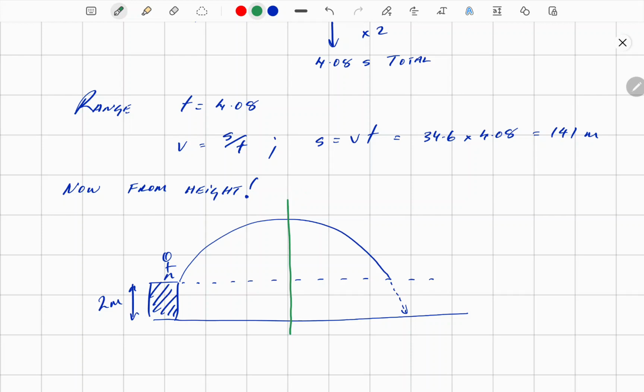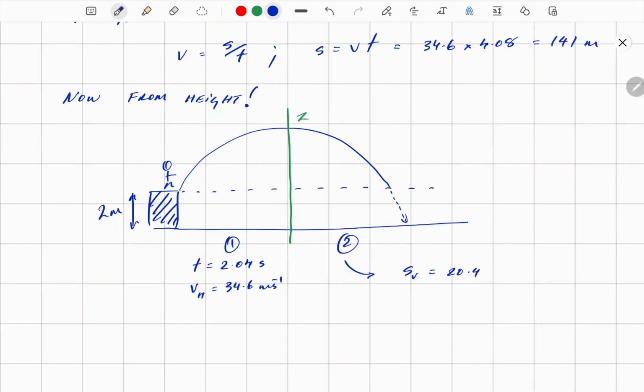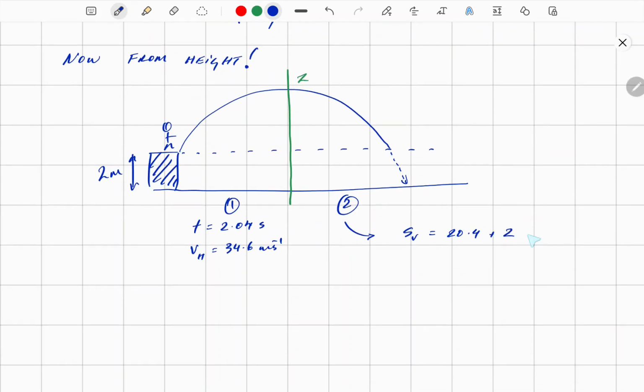Now we're going to break this into two components. So we've got the zenith indicated there. So the first half we're going to call part 1, the second half we call part 2. So the time of flight we already calculated for part 1, none of that's going to be affected. However, we need to recalculate for section 2. The new displacement, or the maximum height, is going to be the previous height plus the 2 meters of the box.